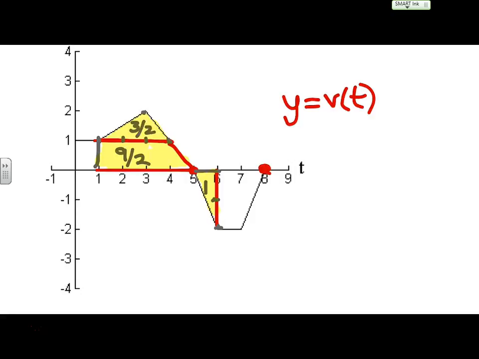So instead we have a trapezoid with 1 and then 3 and 4. 1 and 2 and 3 and 4. So 3 plus 4 is 7. 7 divided by 2 would just change that. So then we end up with, here we go, 7/2 instead. So then we have 3/2 plus 7/2 minus 1.